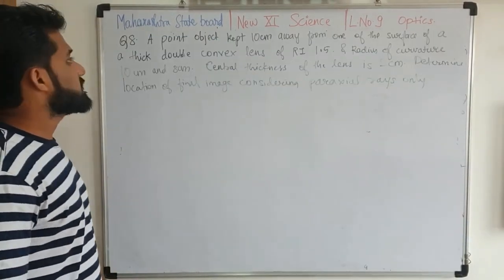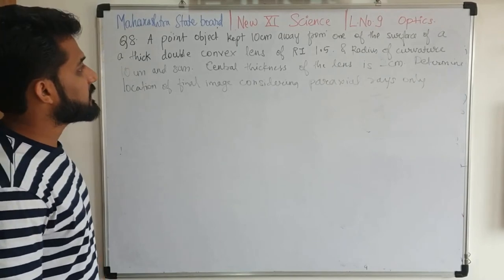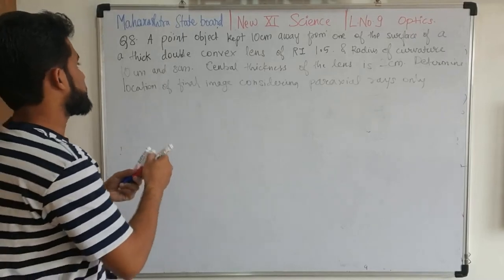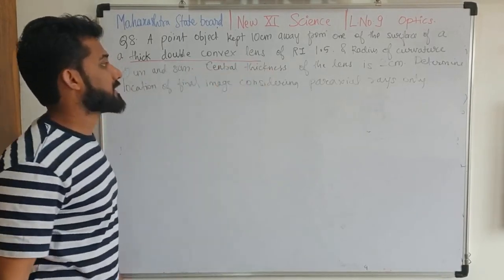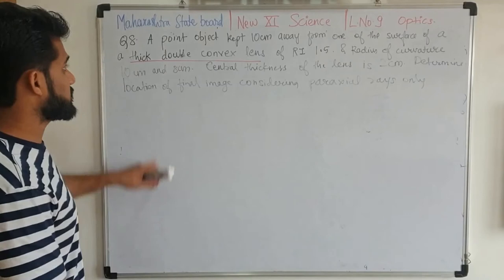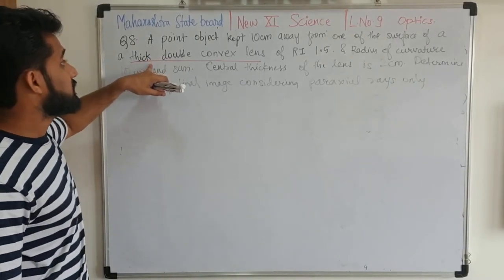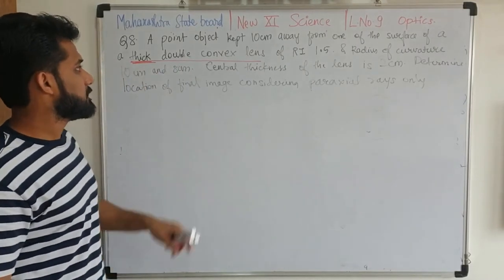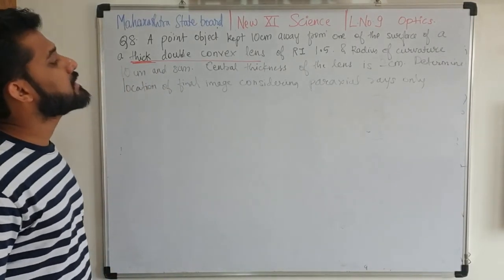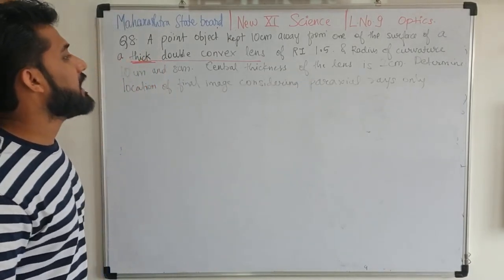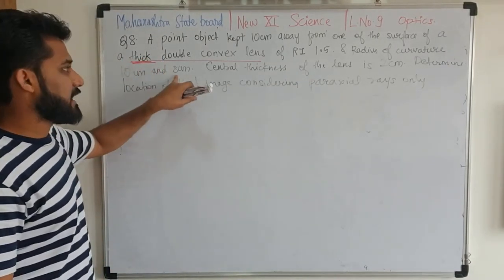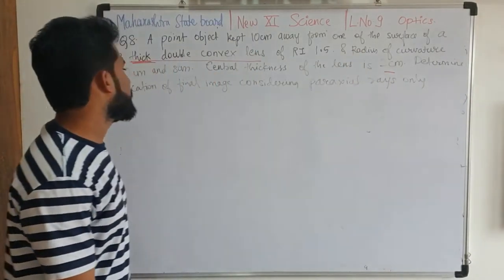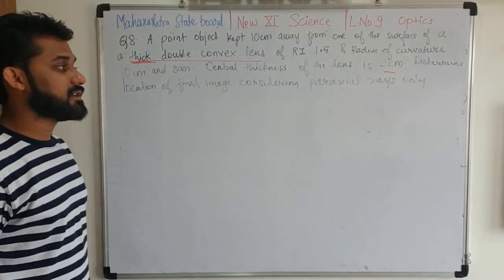Okay, so the next question is, a point object kept 10 centimeters away from one of the surfaces of a thick double convex lens. Now the question is on a thick double convex lens. In our syllabus, in the Maharashtra State Board syllabus, we don't have the formula of focal length for a thick lens. We have the formula for a thin lens. But the question is for a thick double convex lens of refractive index 1.5 and radii of curvature 10 cm and 8 cm. The central thickness is 2, and determine the location of the final image considering the paraxial rays only.